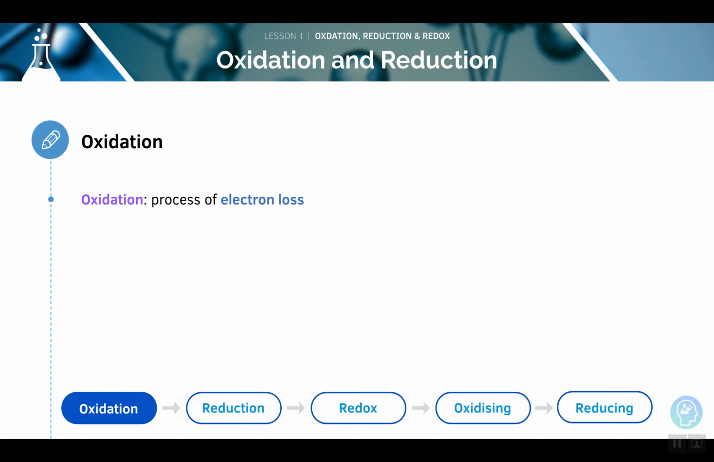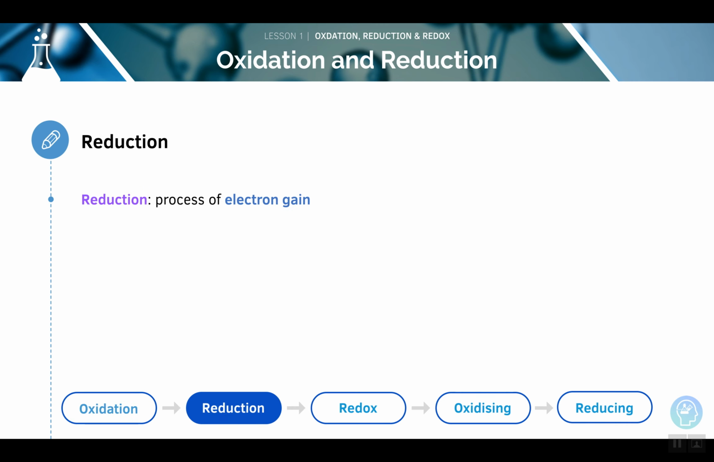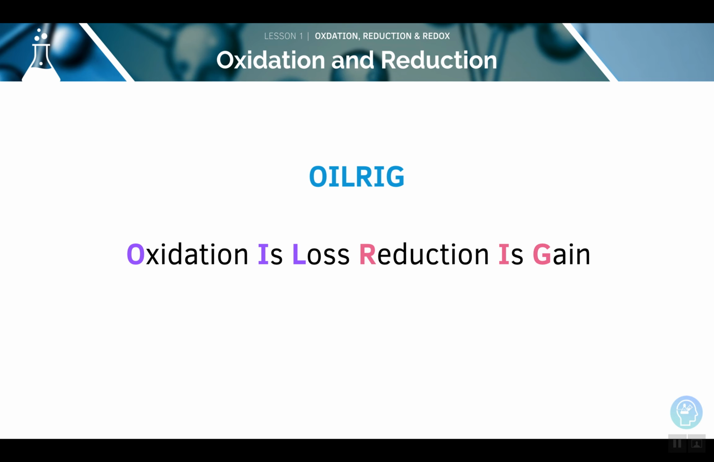An oxidation reaction is the process of electron loss. And oxidizing agents are electron acceptors. A reduction reaction is the process of electron gain. And reducing agents are electron donors. Remember the abbreviation OIL RIG to learn how electrons are gained and lost. Oxidation is the loss of electrons, whilst reduction is the gain.